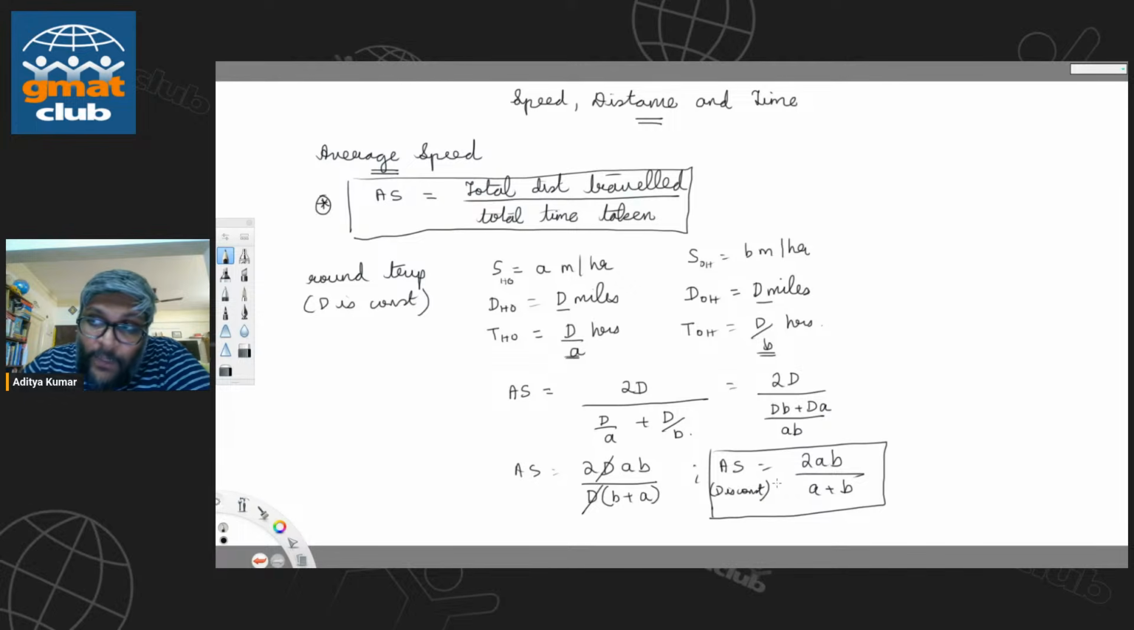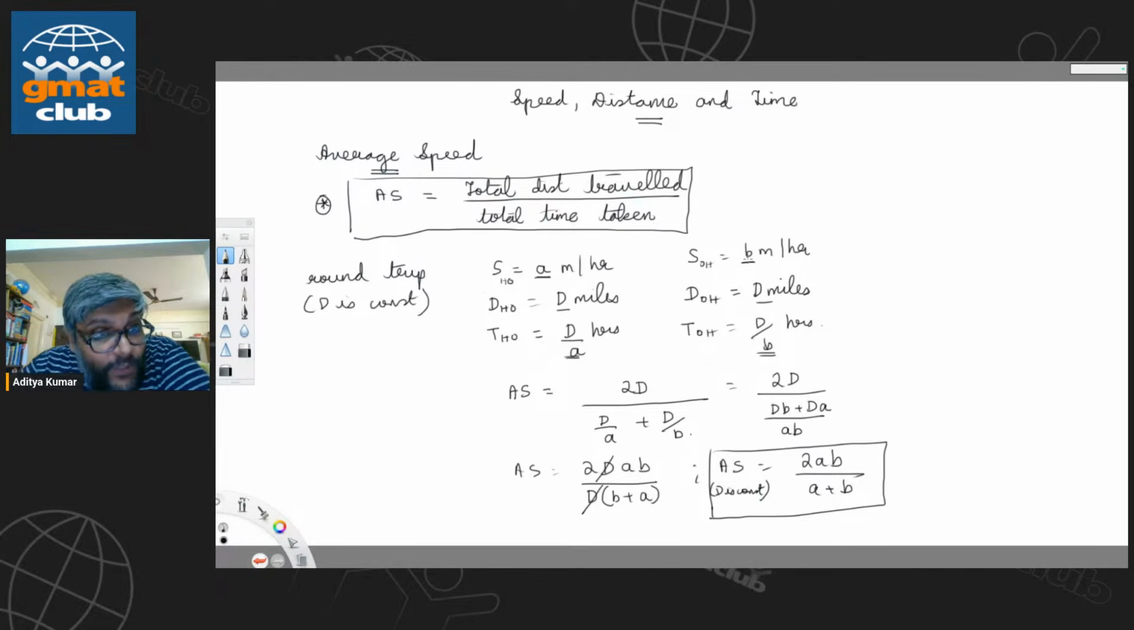So remember, whenever you have the distance to be constant and you want to make use of average speed, you can directly use 2AB by A plus B. Very useful, especially on data sufficiency questions as well. What are A and B here? A and B are the upward journey speeds and downward journey speeds, respectively. So whenever I need to find the average speed of a round trip where distance is constant, I can directly go towards using 2AB by A plus B and set my question up.